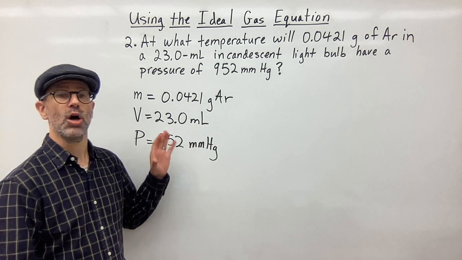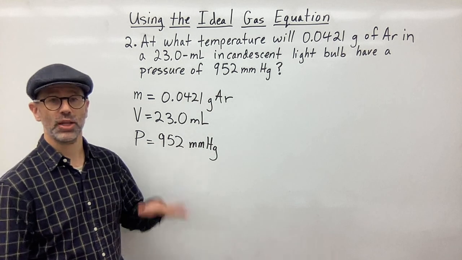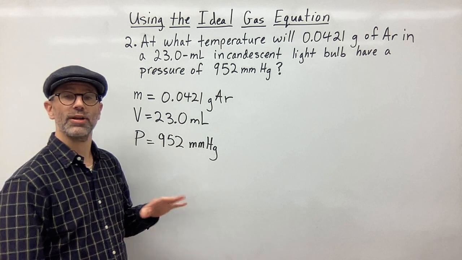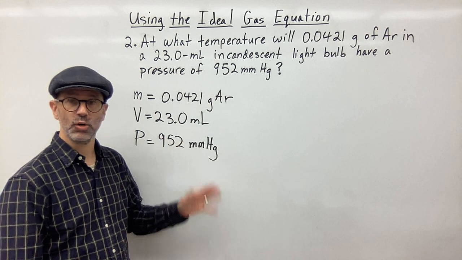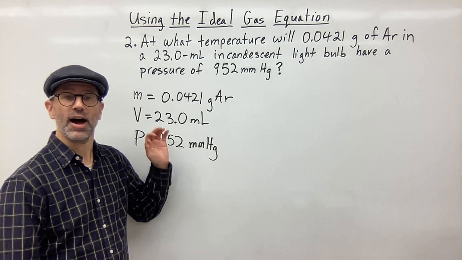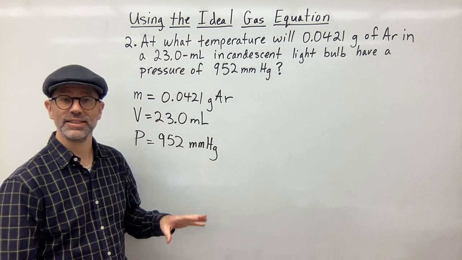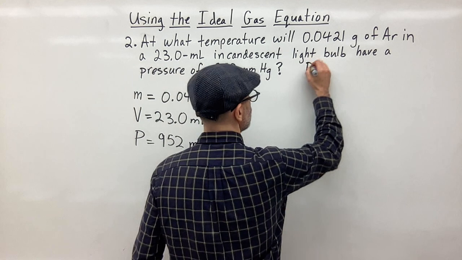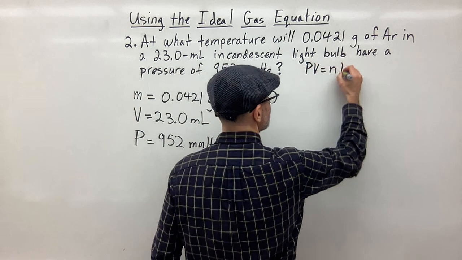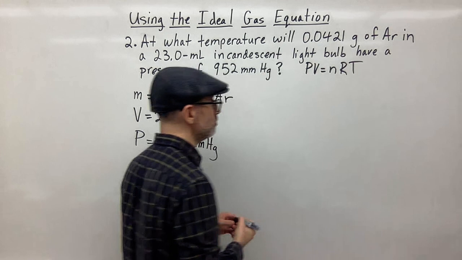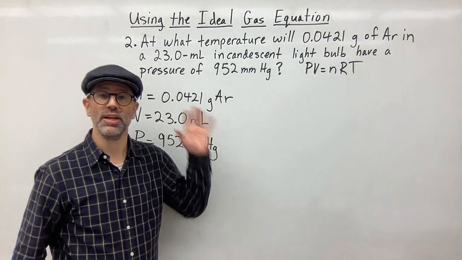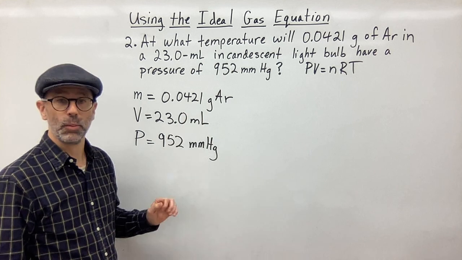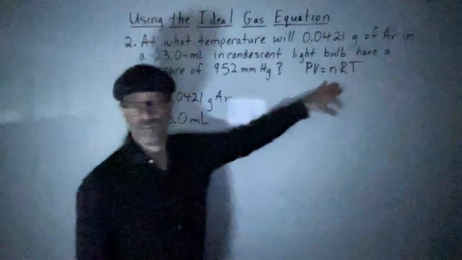Now there's a couple of ways to go about this. I'm going to show you one way, and then I'm going to show you another way. The first way is to use your regular ideal gas equation, PV equals nRT. I'll show you a different form of the equation that you could use for a problem like this, but we're going to use that one.